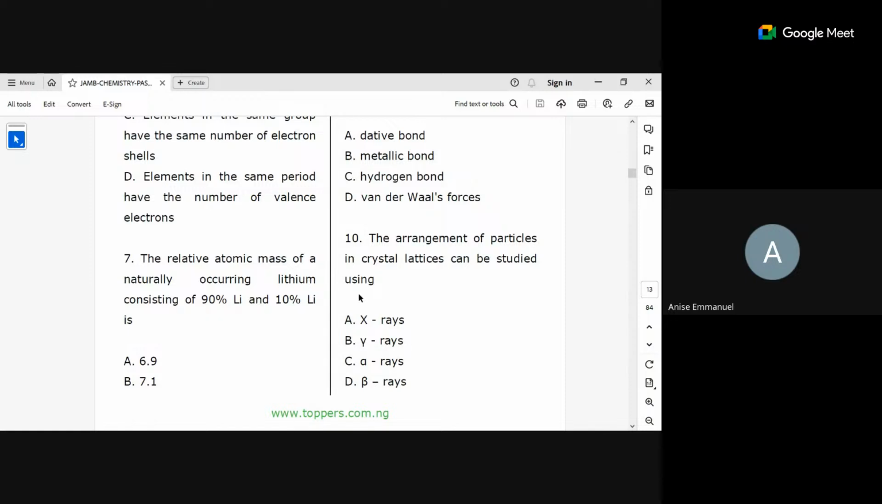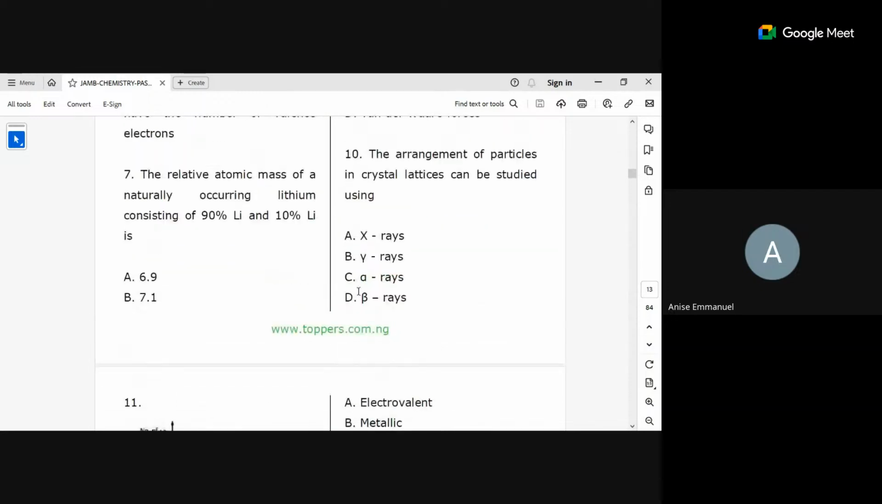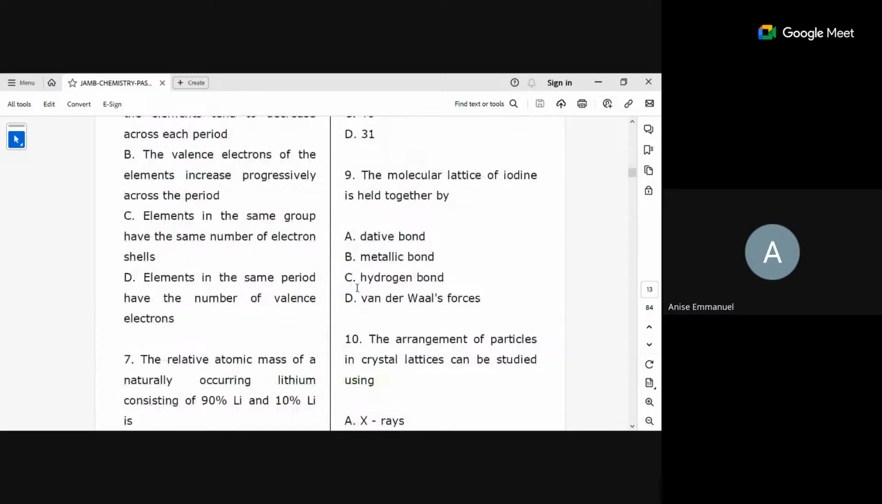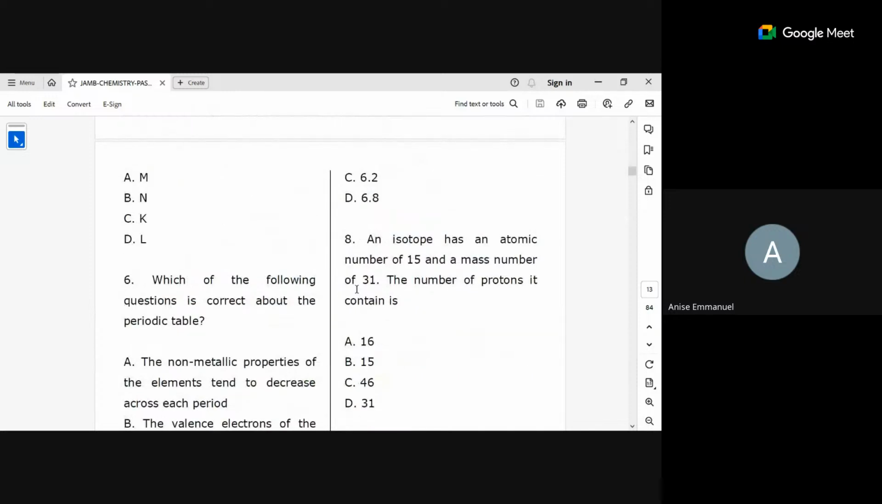So in solving this, just write your 60. You can see that when you look at the percentage here, everything is 100. So there are different ways you can use in solving this. So when you solve this, where is it? We have 6.9, 7.1, 6.2, and what? And 6.8. So it's like when we are calculating that of chlorine.